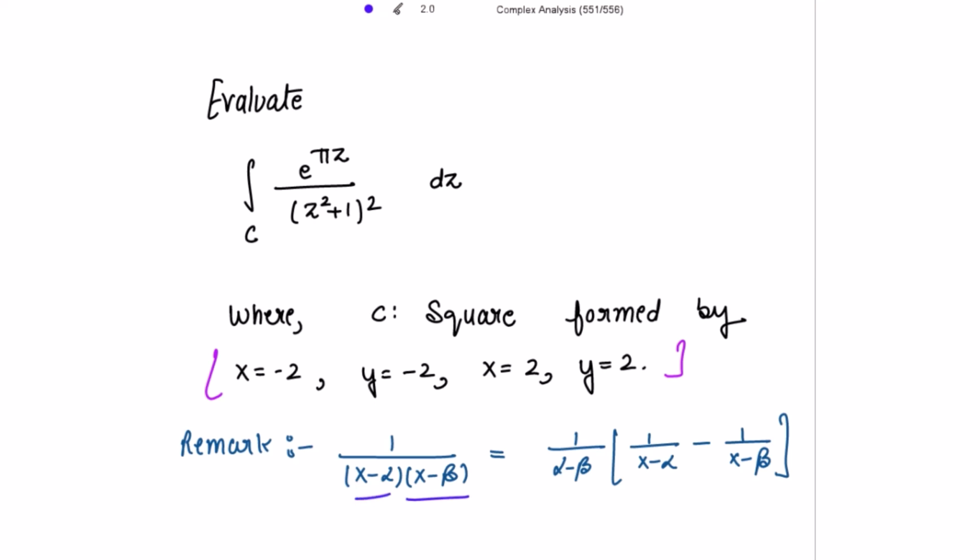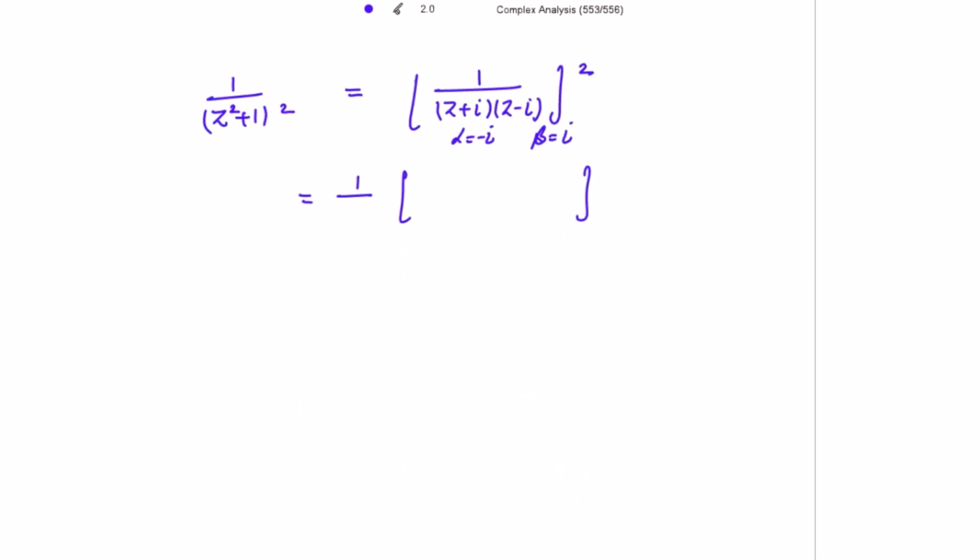x minus alpha, x minus beta. And it is equal to 1 divided by alpha minus beta. So we have this negative sign. Please remember this format. So z plus iota can be written as z minus (minus iota), and the other one is z minus iota. So alpha is minus iota and beta is iota. So it is 1 divided by alpha minus beta, that is minus 2 iota. Then 1 divided by first factor minus 1 divided by second factor, and then we need to take the square.